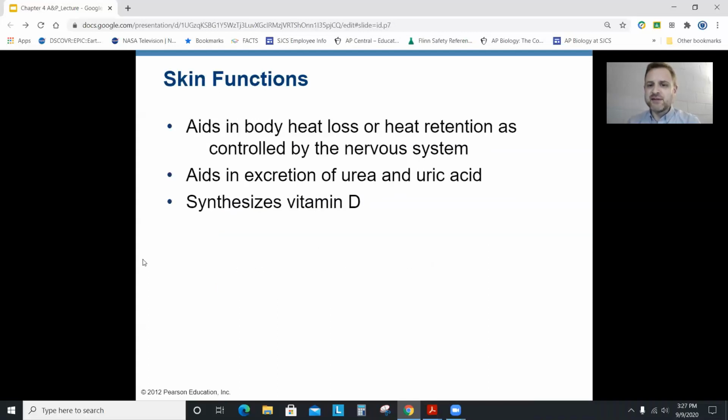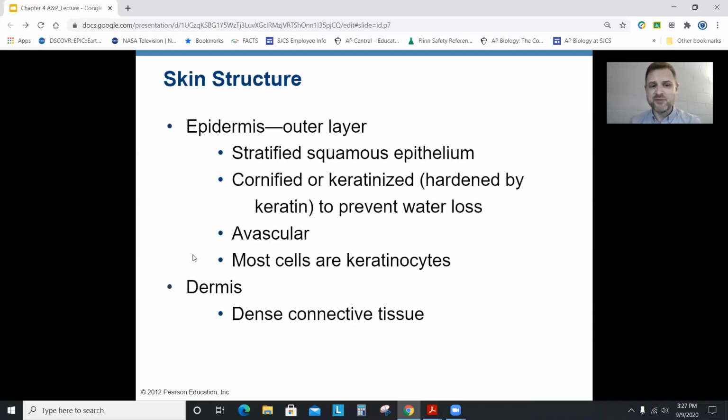It aids in body heat loss or heat retention. You shiver if it's cold, you sweat if it's hot. Aids in excretion of urea and uric acid. Your skin actually does secrete urea and uric acid, which are waste products. Your skin also synthesizes vitamin D. If sunlight hits your skin, it produces vitamin D. Vitamin D helps your tissues absorb calcium. So without vitamin D, you can drink all the calcium you want, but your body isn't actually absorbing it into your cells. So your skin does lots of very important things.